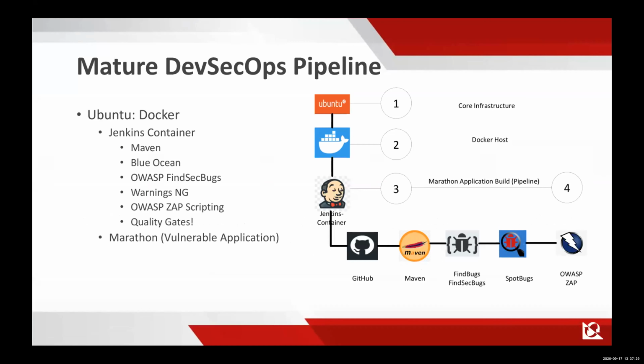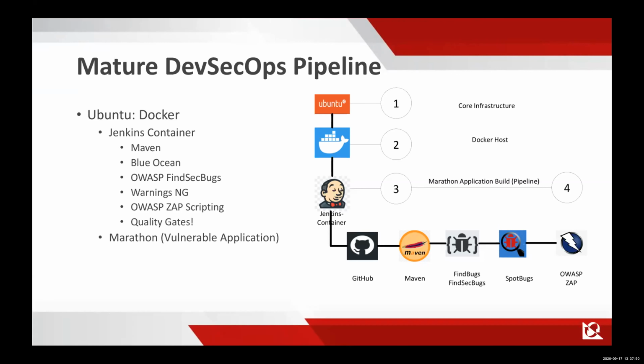So we're going to move into the first demo. I'm going to talk about what that is. We're going to show you the mature DevSecOps pipeline, which is effectively, from a demo perspective, a Docker container run on Ubuntu with a couple of different containers hosted, one of which is the Marathon application, which is a known vulnerable web app. It was written that way.